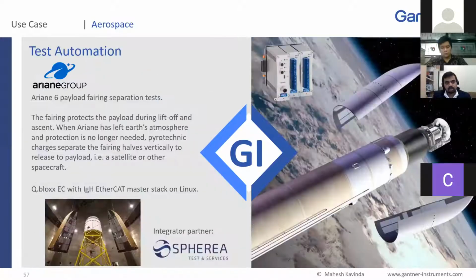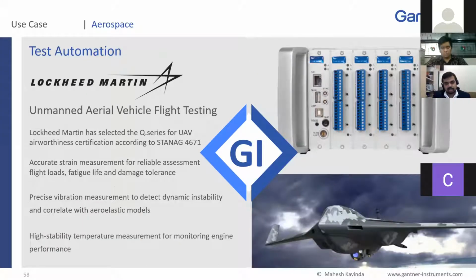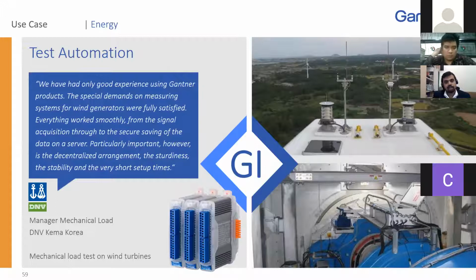And for the Ariane Group, for the Ariane 6 payload fairing separation test, we have applied in space, and UAVs for Lockheed Martin. And certain applications we have embedded. We have customized our hardware and embedded it inside the devices with moving applications. And wind turbines. So this is one of the key areas that we have been doing with DNV GL and TUV Rheinland for the wind turbine health measurement systems. So these are purely remote health monitoring and predictive maintenance cycles given to the wind turbine owners.